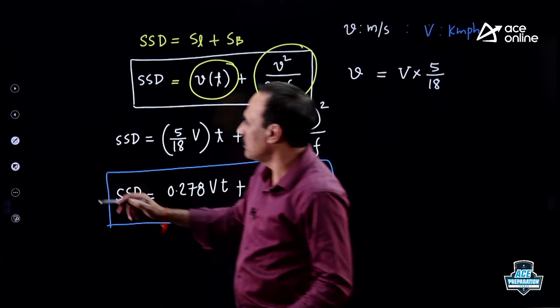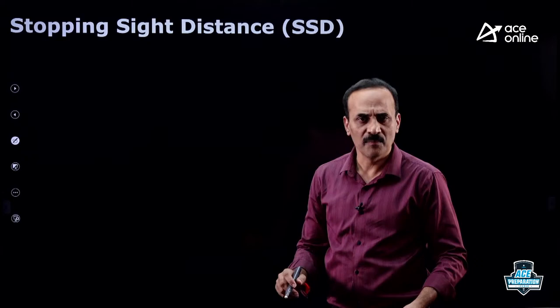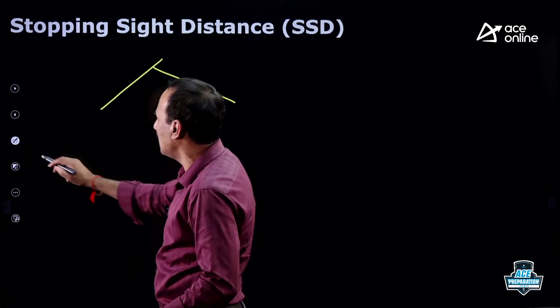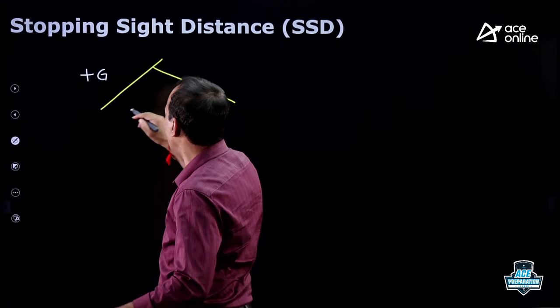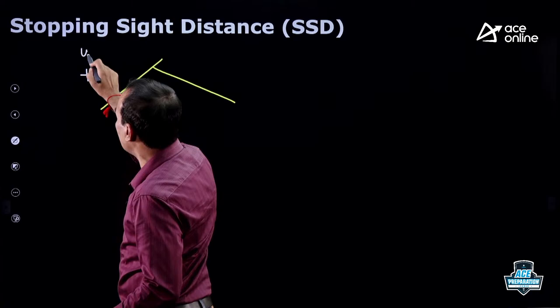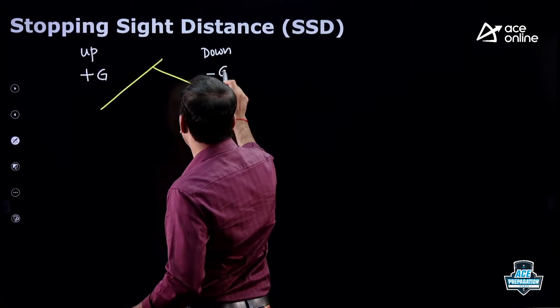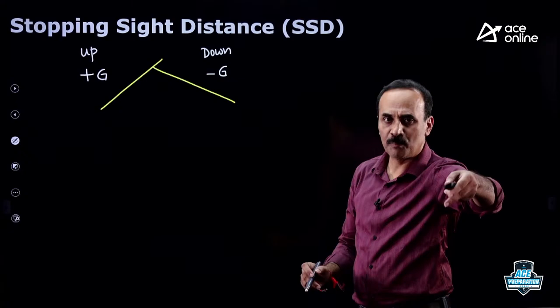Sometimes there may be a gradient on the road. There may be an upward gradient, there may be a downward gradient. In such a case, you need to modify the formula to incorporate the gradient. Assume that upward gradient I am taking as positive, and downward gradient I'll take as negative. Generally, gradient must be taken as a ratio. Even though it is given as 2%, 3% or in percentages, you convert that into a ratio.